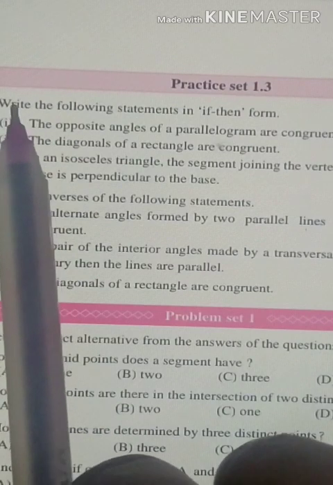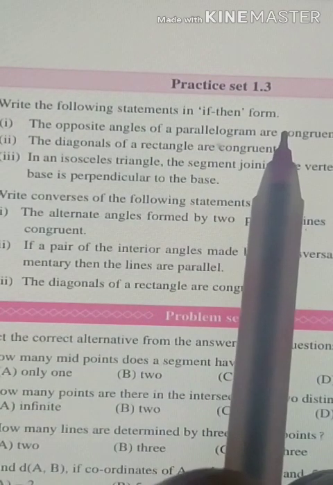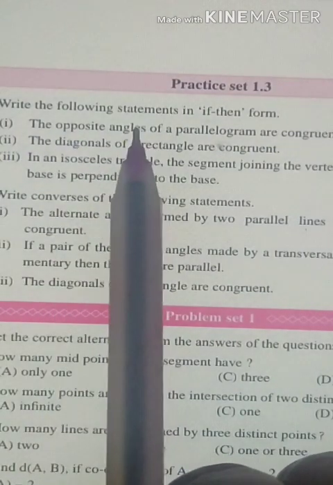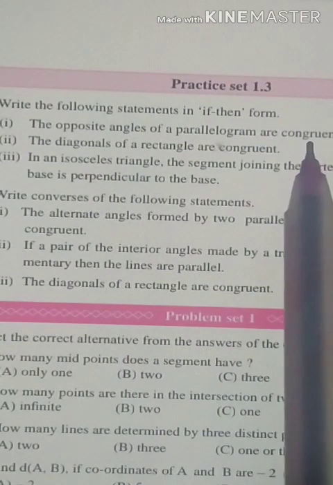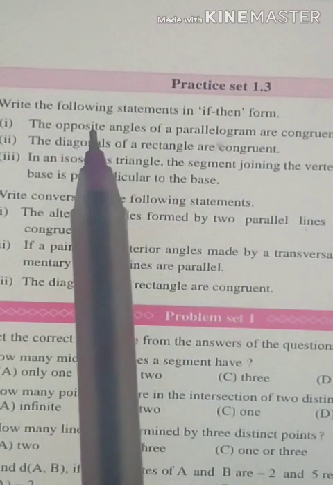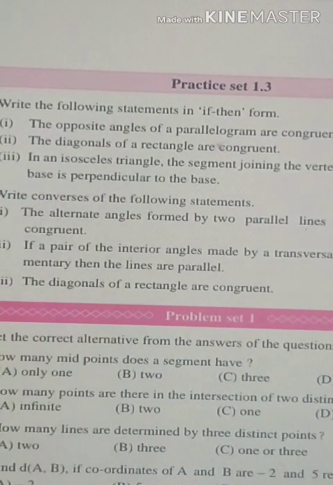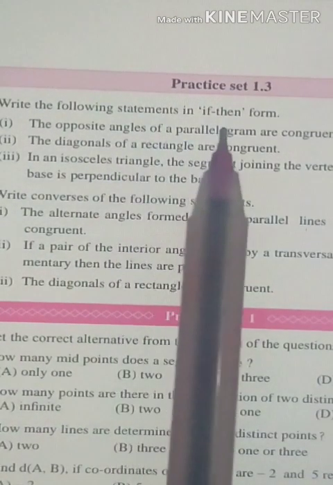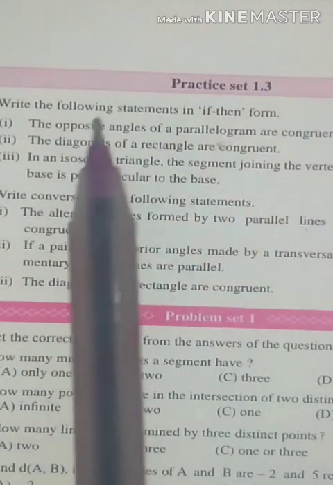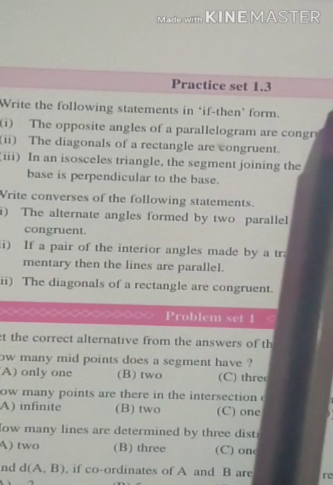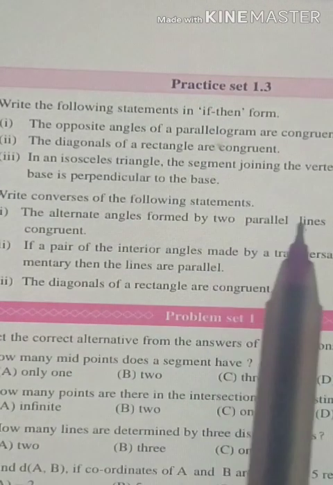They just asked us to write in if and then form. So: if opposite angles of a quadrilateral are congruent, then it is a parallelogram. That was our first if and then form. Then the second way is also correct. If a quadrilateral is a parallelogram, then the opposite angles are congruent. Both these ways are correct, so I want you to make a note of it.